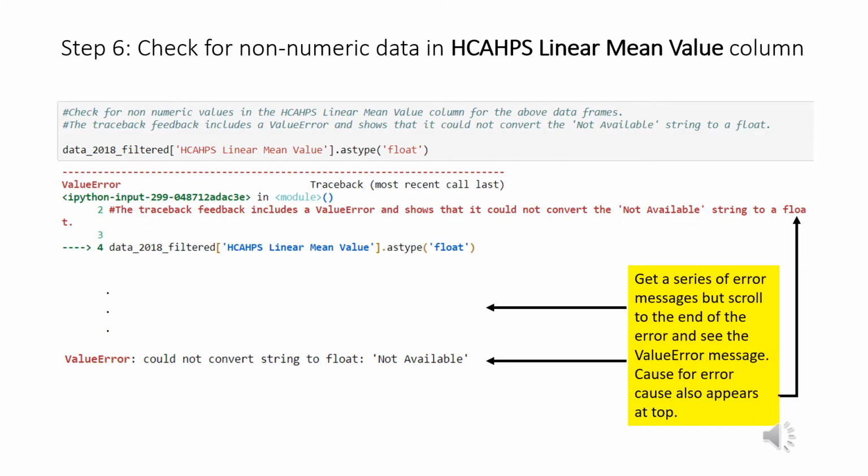In this slide, we're checking for non-numeric data within the HCAHPS linear mean value column. We are doing that by using the data 2018 filtered and then the HCAHPS linear mean value .astype("float"). And then you'll get a traceback feedback message that includes a value error, and it shows you that it could not convert the not available string to a float. So I'm not showing the whole error message. You have to scroll all the way down to the end of the error message, and you'll see the message: value error, could not convert string to float, not available.